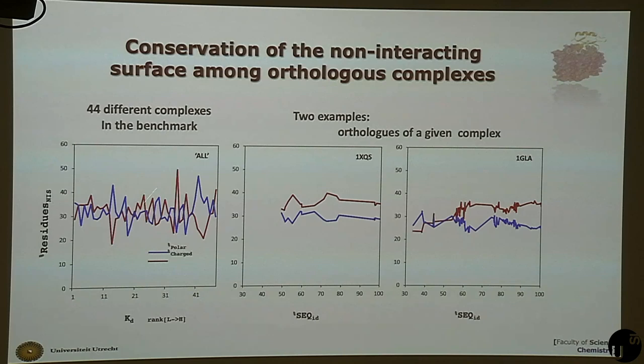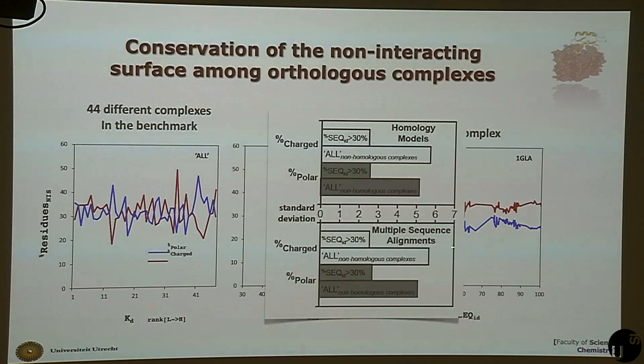Now, if you take one complex and look along evolution for homologous complexes, this is the percentage of sequence identity, you see this is much more conserved. And you can measure the average and standard deviation of those values. If you do that over the entire set, you can do it by building a homology model, but you can also do it simply from sequence. And you see that the standard deviations for the non-homologous complexes are always much larger than for homologous ones. And we went down to about 30% sequence identity. So there seems to be something in evolution that says that the surfaces of those proteins have been conserved to some extent. And these are global properties.